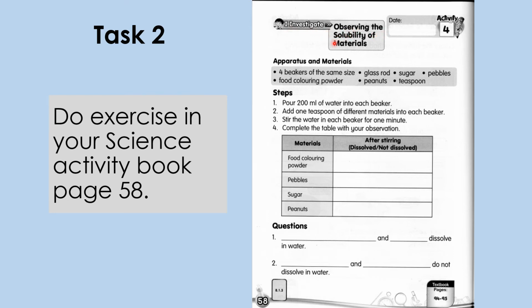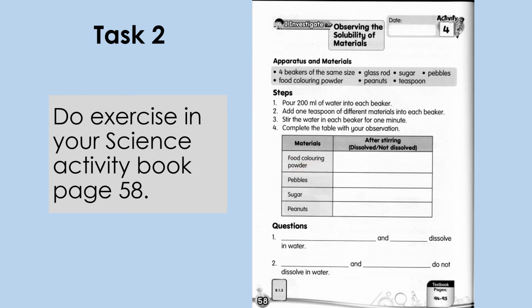Observing the solubility of materials. Apparatus and materials: 4 beakers of the same size, glass rod, sugar, pebbles, food coloring powder, peanuts, and teaspoon. Steps: pour 200 ml of water in each beaker. Add 1 teaspoon of different materials into each beaker. Stir the water in each beaker for 1 minute. Complete the table with your observation. You may do this investigation at home, but if you don't have the materials, the teacher will teach you here.